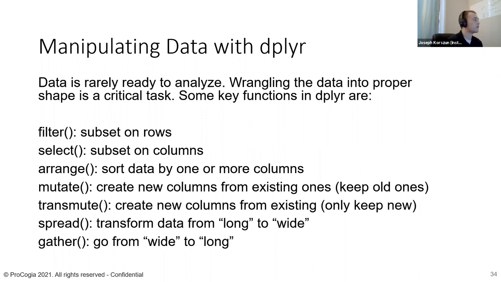Some useful functions that we have are filter, select, arrange, mutate, transmute, spread and gather. The two most commonly used are filter and select. Arrange and mutate are used pretty frequently. And the bottom two are more for formatting things.